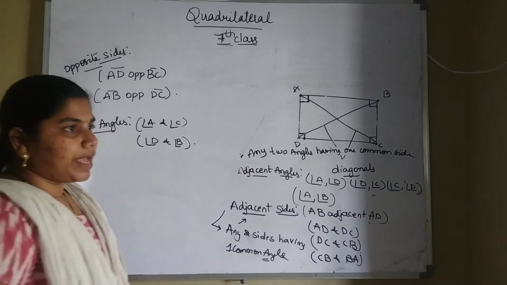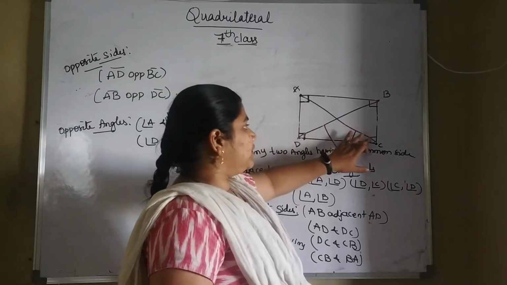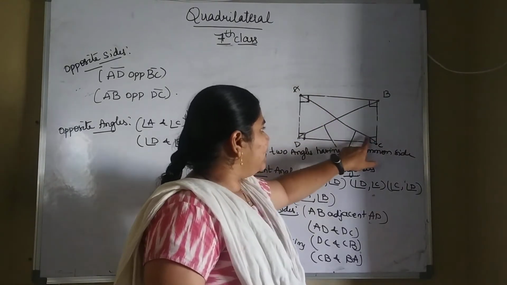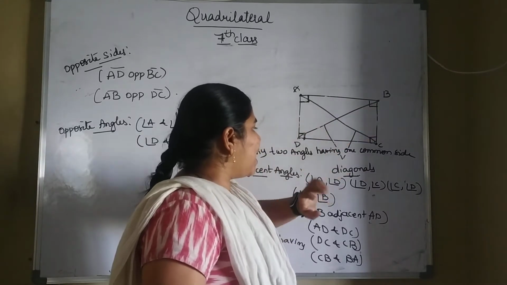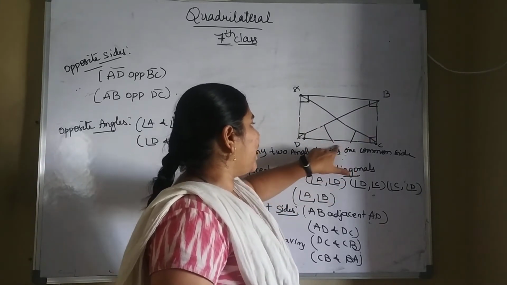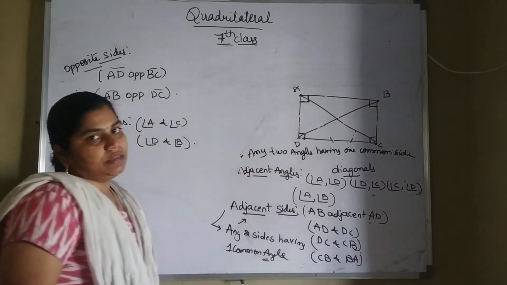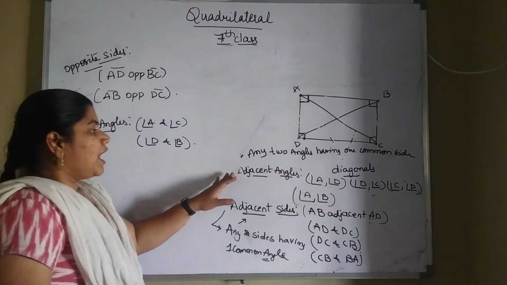What do you mean by diagonals? The opposite vertices joined with a line segment, we will call it a diagonal. So these two lines we will call diagonals. Okay, next is adjacent angles.